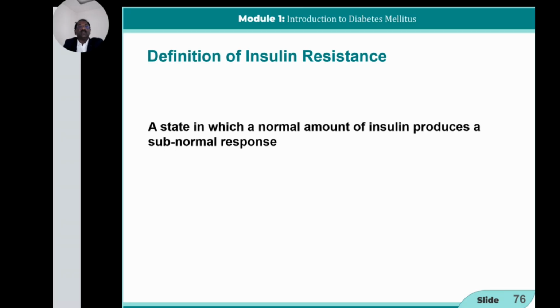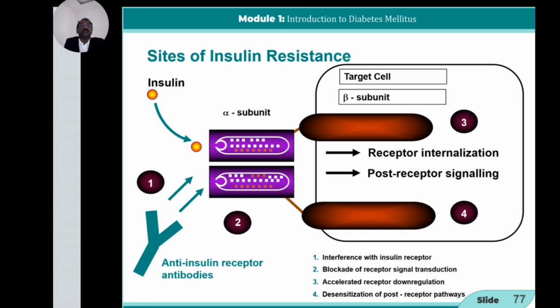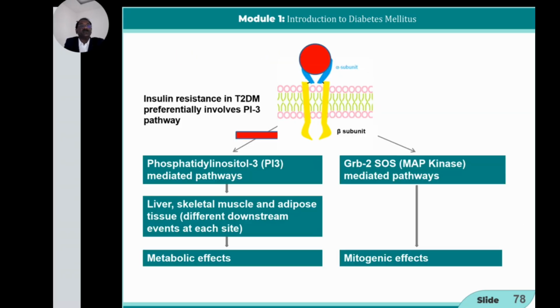What is insulin resistance? It is a state in which a normal amount of insulin produces a subnormal response. Not 100 units, 200 units, 300 units. Earlier, when I was an undergraduate, insulin resistance meant more than 100 units of insulin therapy causing hyperglycemia, or more than 200 units of insulin, and still the patient is having hyperglycemia. But now the definition of insulin resistance is a normal amount of insulin producing a subnormal response. So these are the sites.